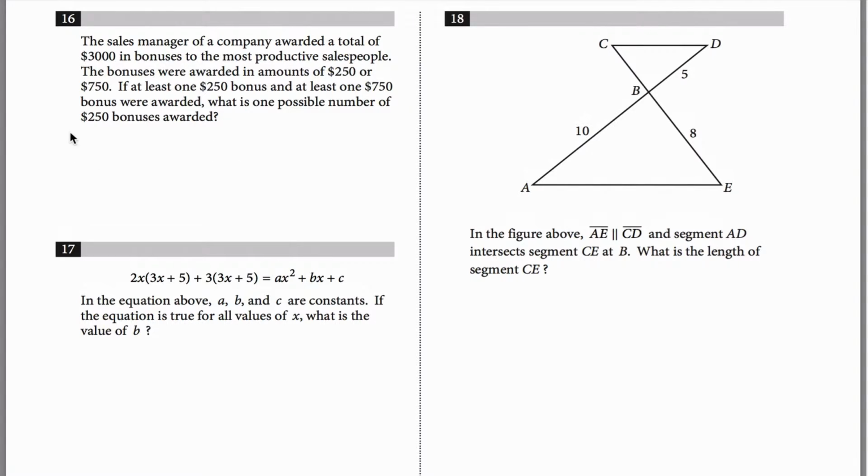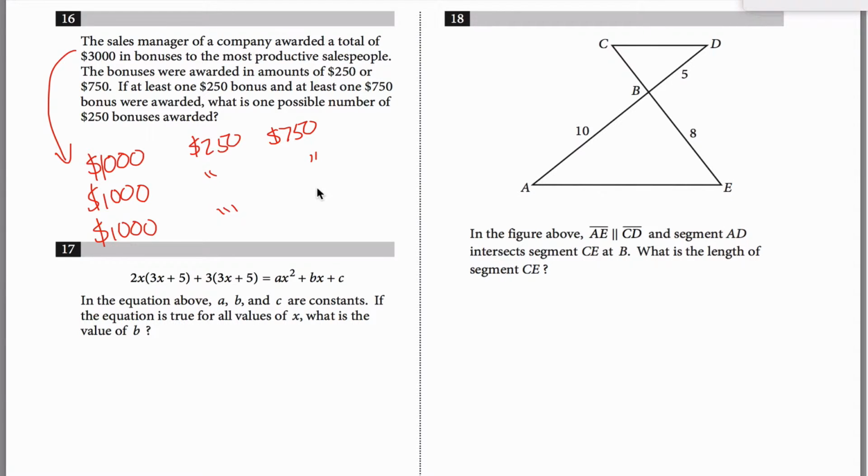The way I think about it is if you have 3,000 total to give out, that's 3 of these 1,000s, and I choose to break it up into 3 different 1,000s because 250 and 750 sum up to 1,000 really nicely. So what I could do is kind of give out the money this way. I give 3 people 250 and 3 people 750, and I'd be guaranteed to be giving out 1,000 3 different times. So what is one possible number of $250 bonuses awarded? Well, one possible number is 3.